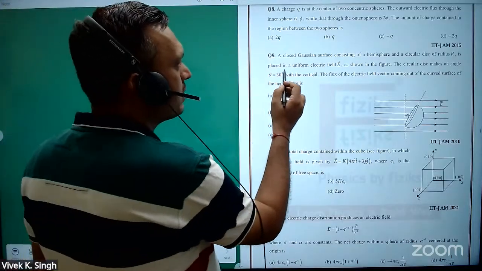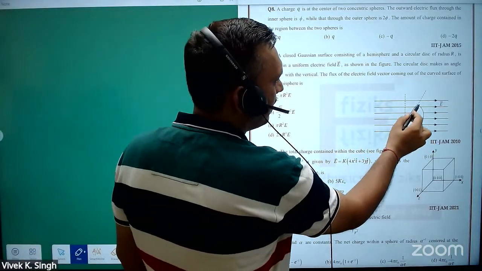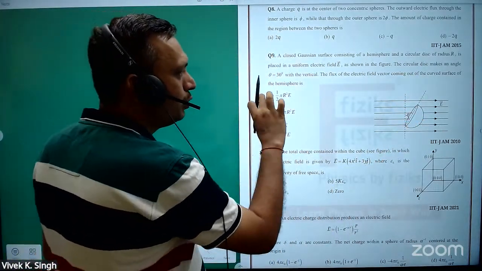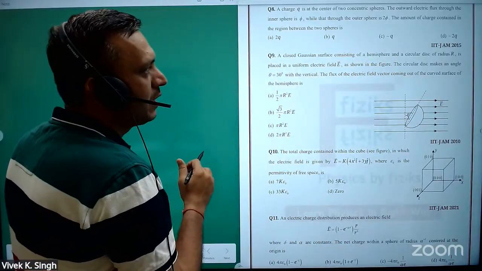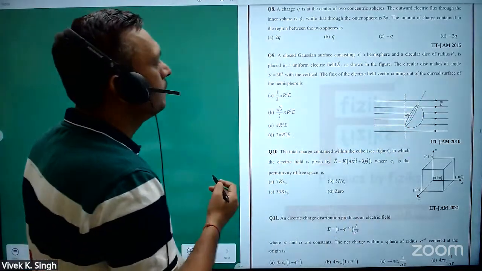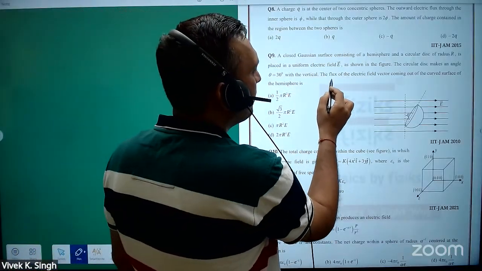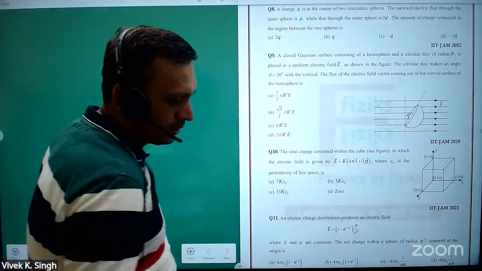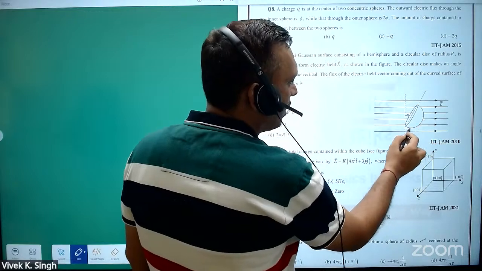A closed Gaussian surface consisting of a hemisphere and a circular disk of radius r is placed in a uniform electric field, as shown in this figure. This circular disk makes an angle theta, 30 degrees, with the vertical. Now you have to find the flux of the electric field vector coming out of the curved surface. Just see what will be the flux coming out of the curved surface.